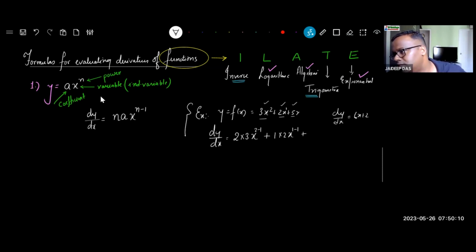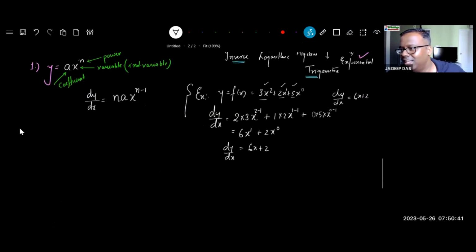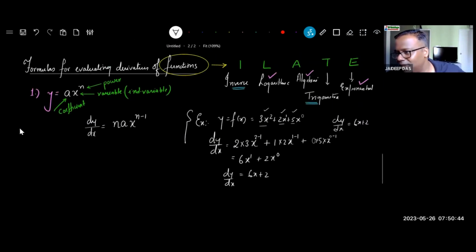And for the third one, this is like x to the power 0. So 0 comes outside, then the 5, followed by x, and then 0 minus 1. So let's evaluate this. This is 6x to the power 1, plus 2x to the power 0, which is equal to 6x plus 2. This is the beauty of the mixer grinder, which you were doing in a laborious process with so many steps. Did you get it?